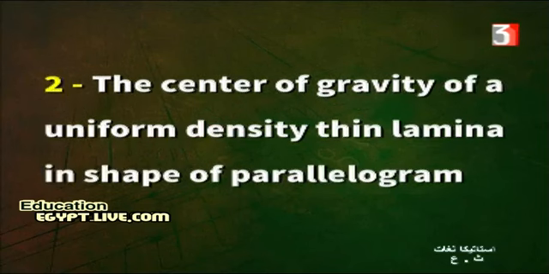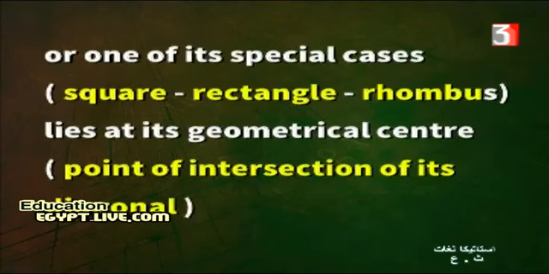Number two, the center of gravity of a uniform density thin lamina in the shape of a parallelogram or one of its special cases lies at its geometric center. What are the special cases of a parallelogram? Square, rectangle, rhombus. What do you mean by geometrical center? The point of intersection of its diagonals.